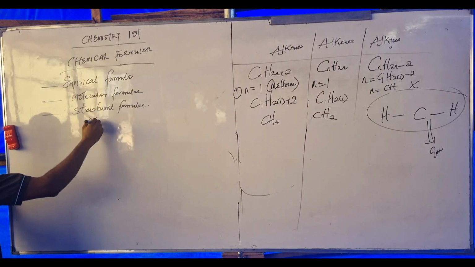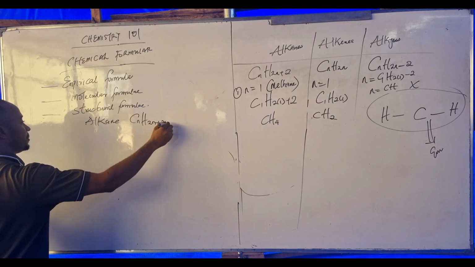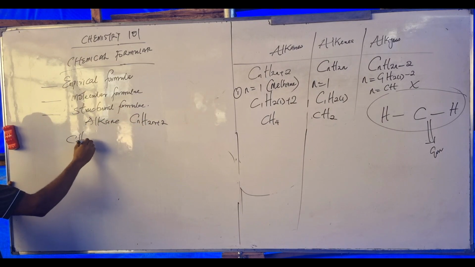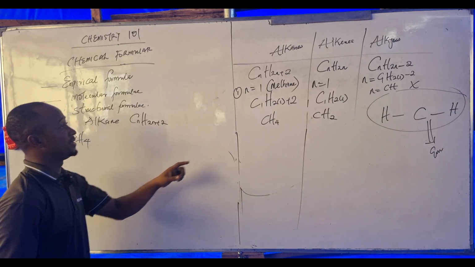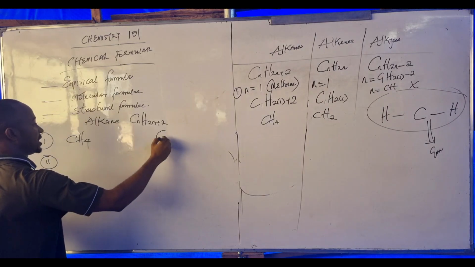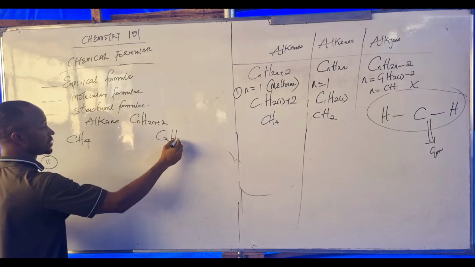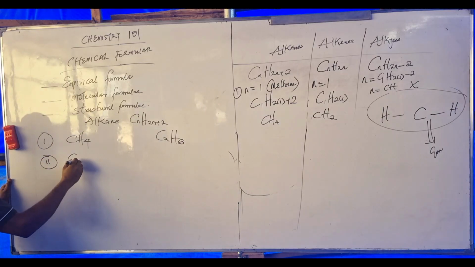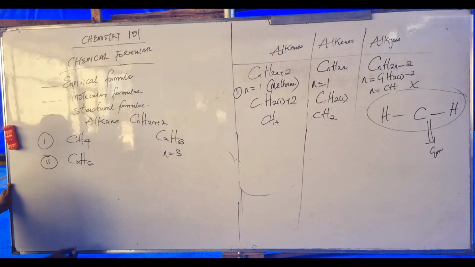Under alkane, alkane is what? CnH2n+2. What is the first member? CH4, is that not? CH4 is formed when n is 1, right? When n is 2, what will it be? Let's take C2. What is 2 times 2? 4. Plus 2 is 6. What will be here? C2H6. When n is 3, what do you have here?